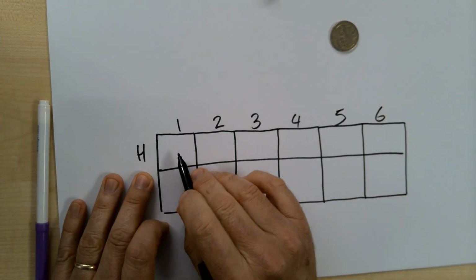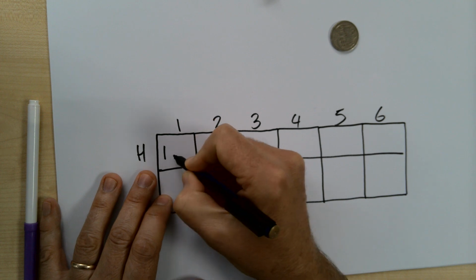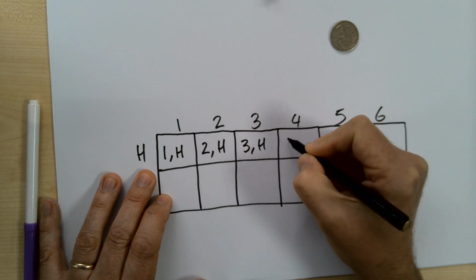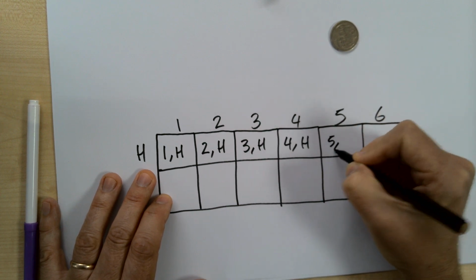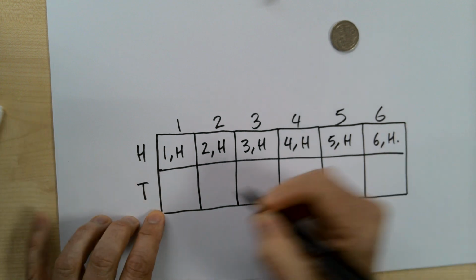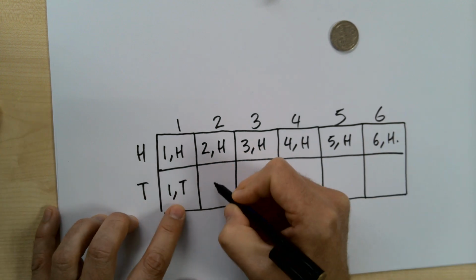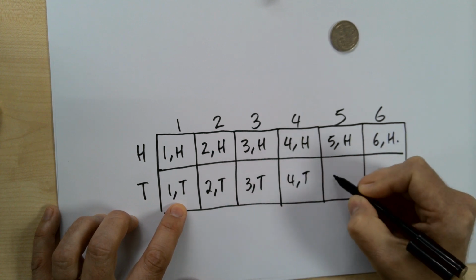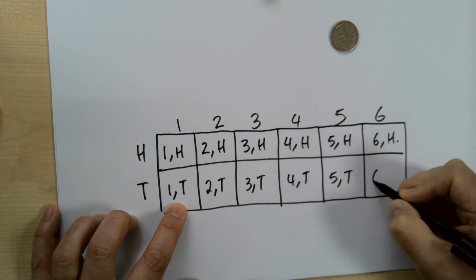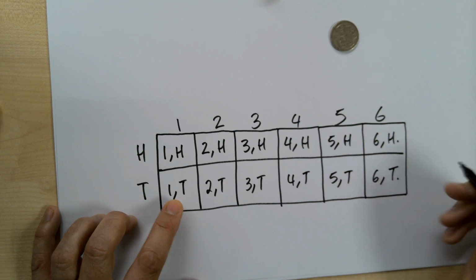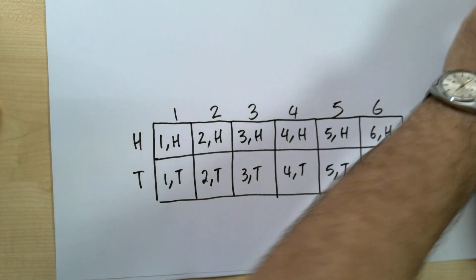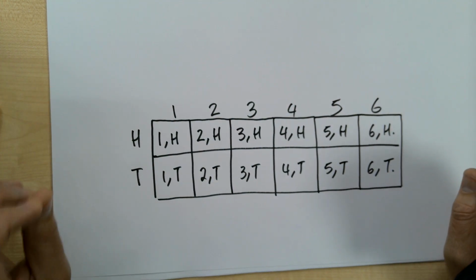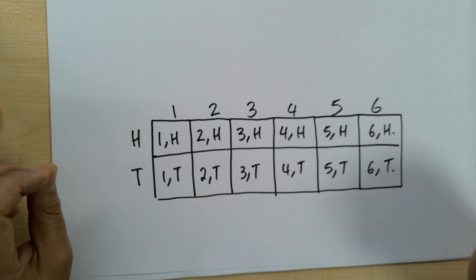Okay. So what's happening in here? There's a 1 and head. 2, head, 3, head, blah, blah, blah. You get the picture. Okay. And here there's 1 and a tail. 2 and a tail, etc., etc. Okay, so that represents everything that is possible if I did that. If I rolled a single 6-sided dice and then tossed a coin.